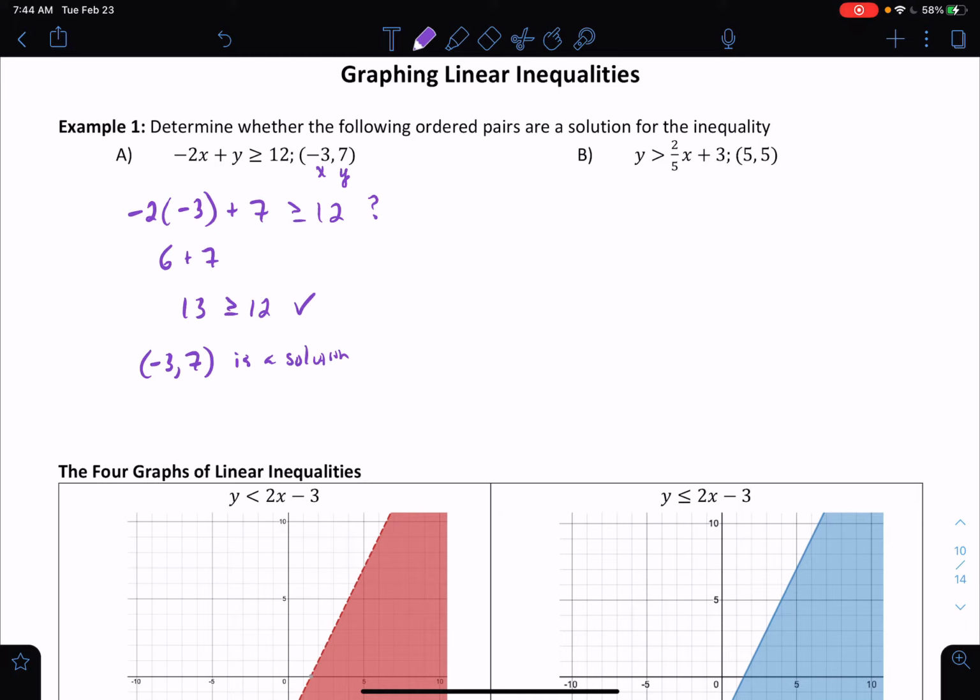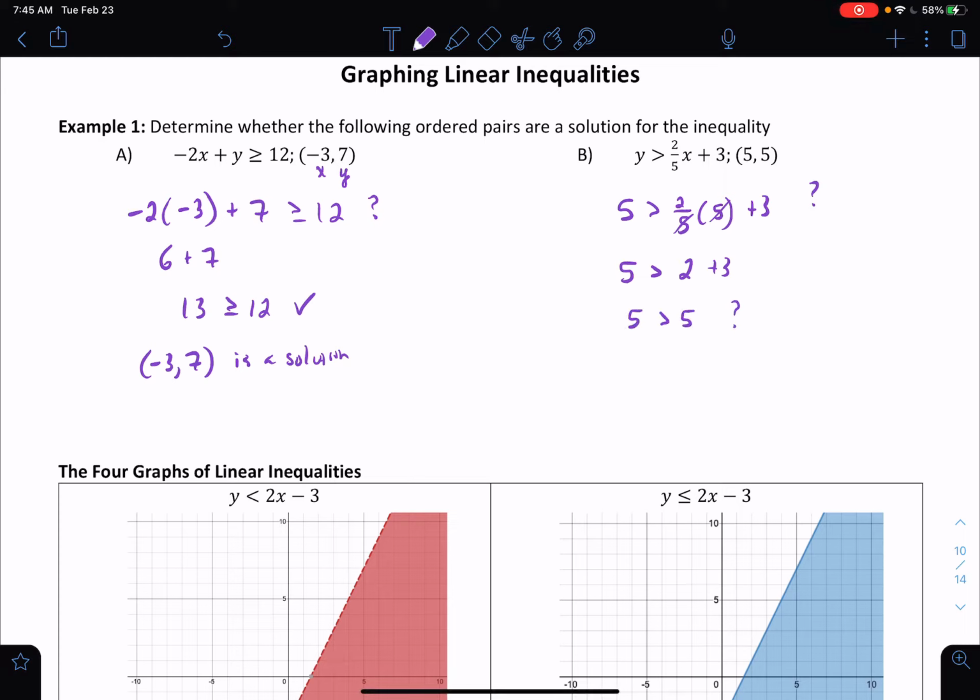So we got y is greater than 2/5 x plus 3. We're testing the point 5, 5. So I plug in 5 for y and 5 for x. And now I need to simplify and see if it's true. So we get 5 is greater than 2/5 times 5. Well, the 5s are going to cancel out there, just leaving me with 2. 2 plus 3 is 5, so 5 greater than 5.